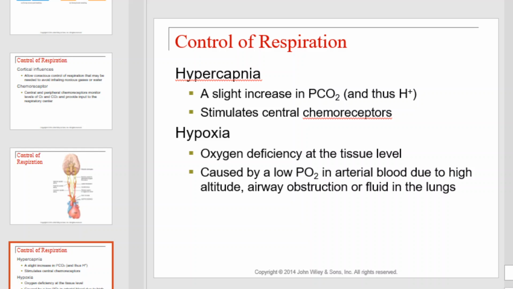Hypercapnia is a slight increase in the partial pressure of CO2 and thus hydrogen ions, and that will stimulate chemoreceptors. Hypoxia is oxygen deficiency at the tissue level. It may be caused by low partial pressure of oxygen in the arterial blood due to high altitude, airway obstruction, or fluid in the lungs.